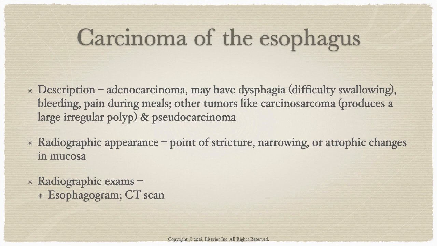Carcinoma of the esophagus. Adenocarcinoma may have dysphagia or difficulty swallowing, bleeding, pain during meals. Other tumors like carcinosarcoma, which produces a large irregular polyp, and pseudocarcinoma. These look like a point of a stricture, narrowing, or atrophic changes in mucosa. You'll perform an esophagram or a CT scan to visualize these.